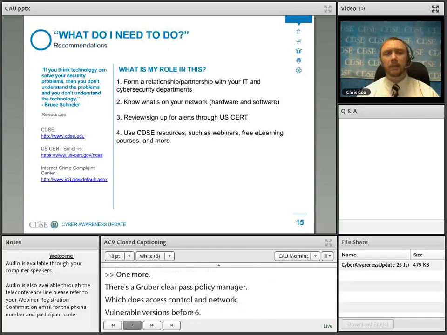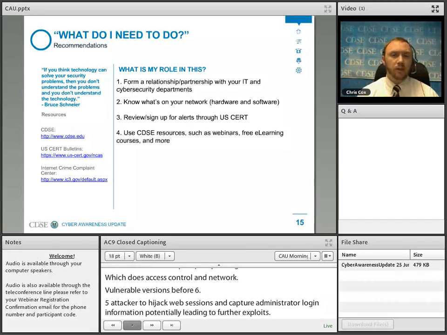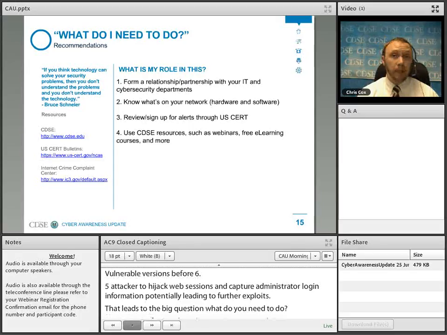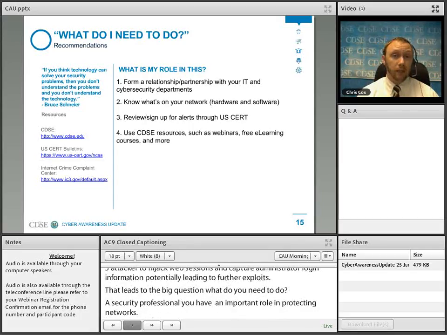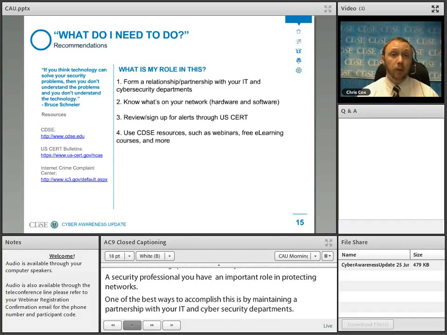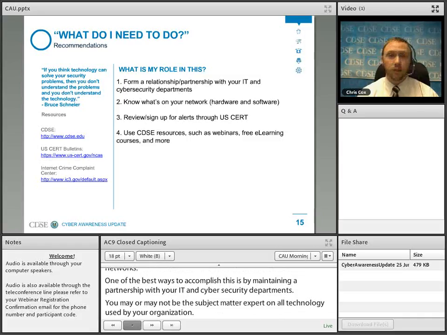That leaves the big question. What do you need to do? As security professionals, you have an important role in protecting your networks. And one of the best ways to accomplish this is by maintaining a partnership with your IT and your cybersecurity departments. You may or may not be the subject matter expert on all of the technologies that are used by your organization, but you probably have people available that are. By working closely with them, you can better respond and prevent security issues and help keep your network secure.